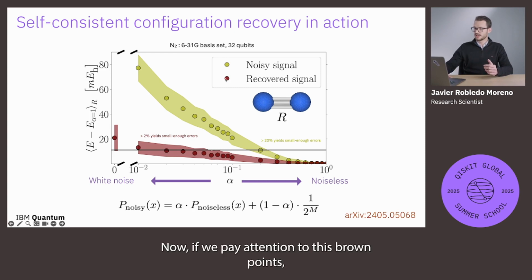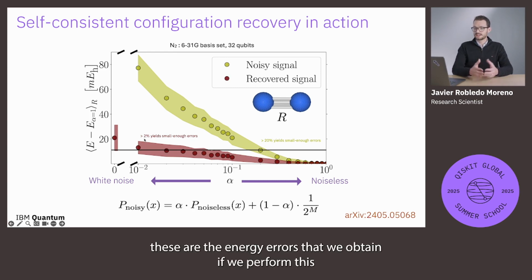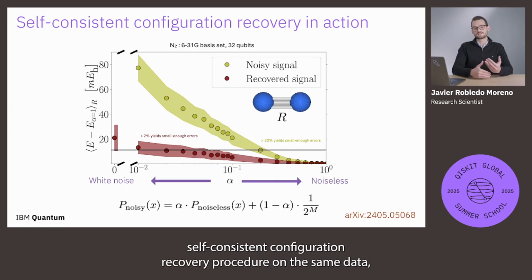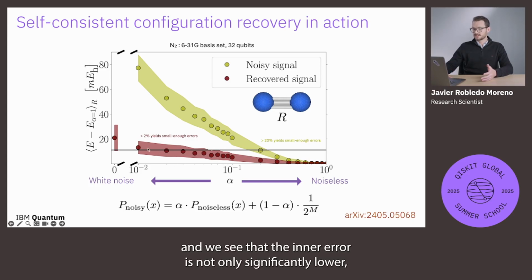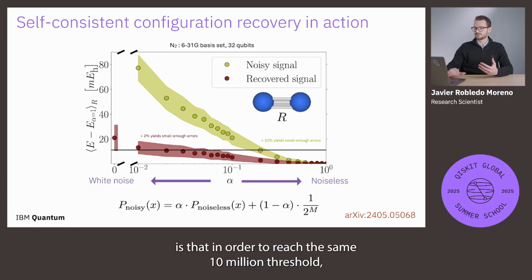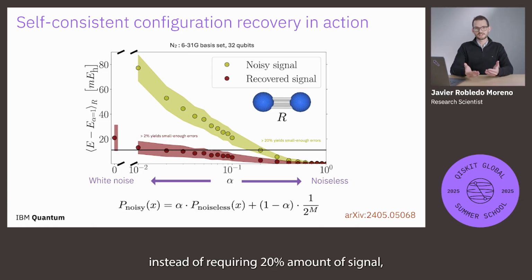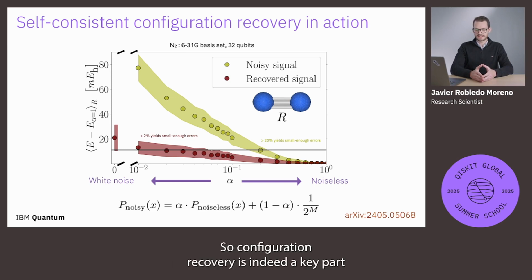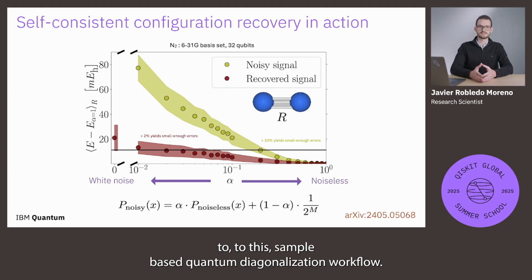Now, if we pay attention to these brown points, these are the energy errors that we obtain if we perform this self-consistent configuration recovery procedure on the same data. And we see that the energy error is not only significantly lower, but also, something that is important to remark, is that in order to reach the same 10 millihartree threshold, instead of requiring 20% amount of signal, now we require just 2% of signal to reach the same level of accuracy. So configuration recovery is indeed a key part of this sample-based quantum diagonalization workflow.